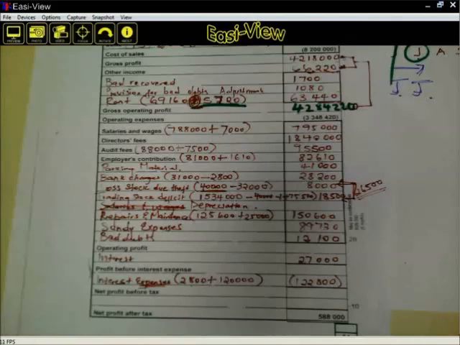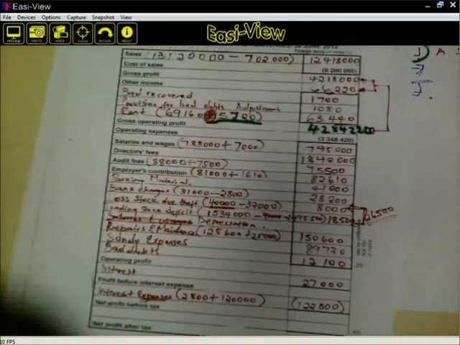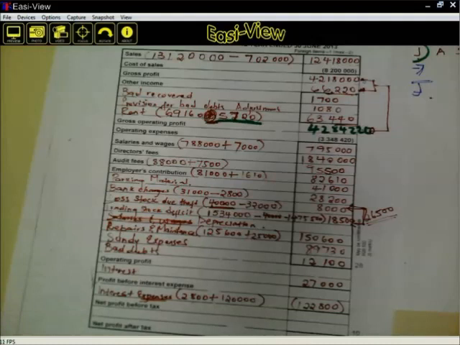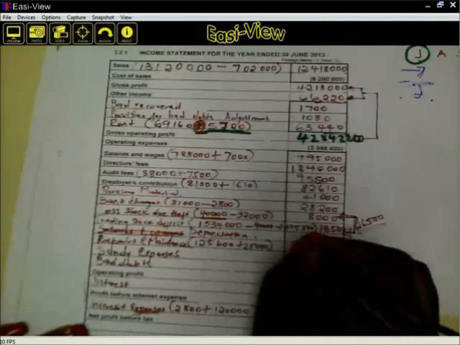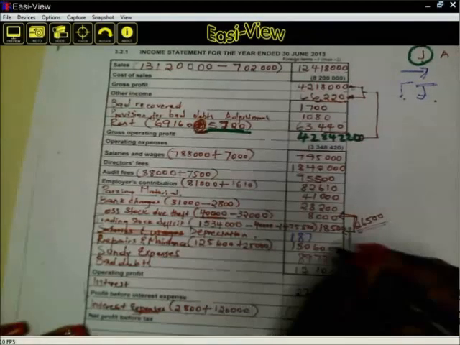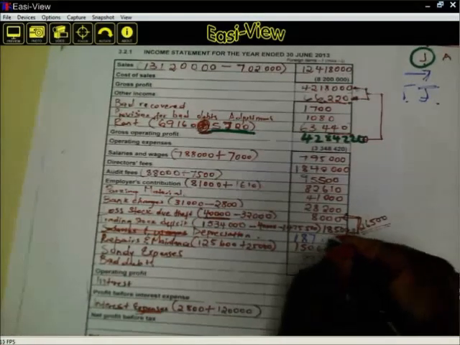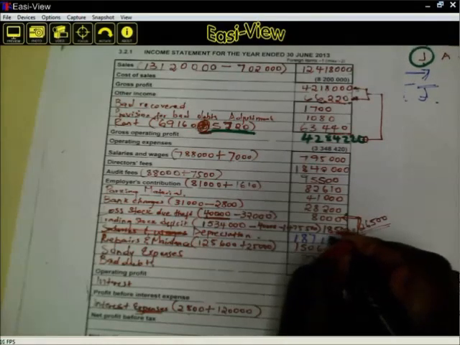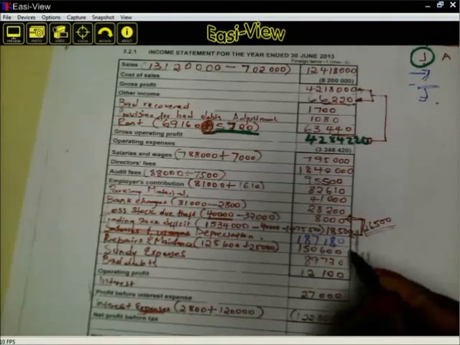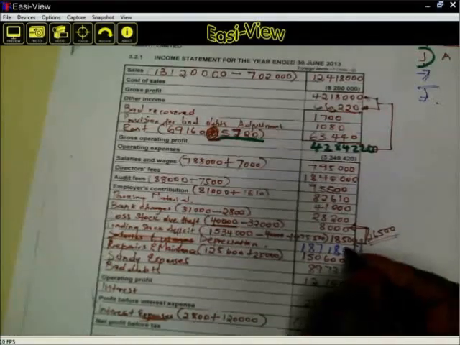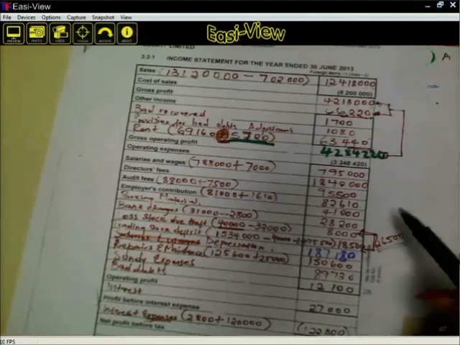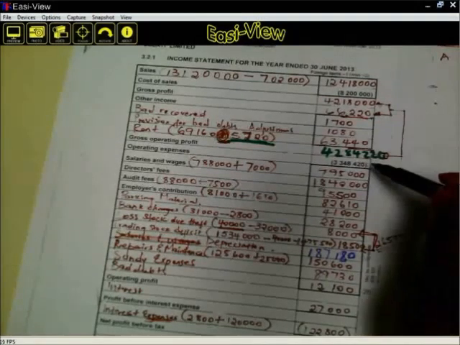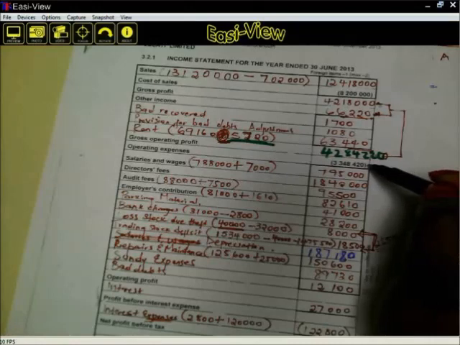Our depreciation is going to be 187,180, a balancing figure. This is the amount that I get after adding everything and subtracting from my total operating expenses, because it is already given.